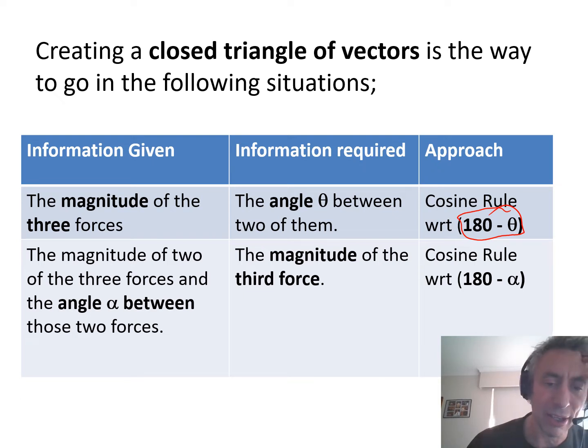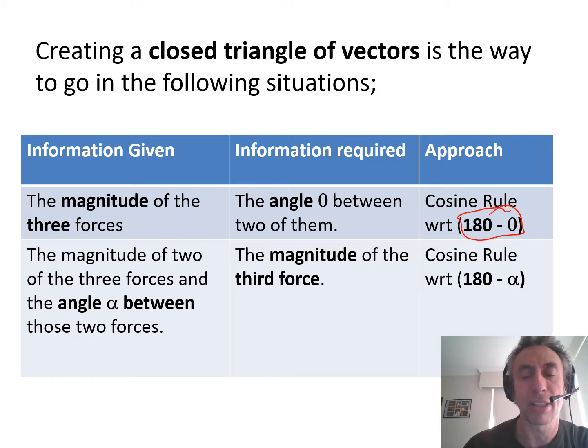Okay, now the other useful situation where you'd create a closed triangle of forces would be when the magnitude of two of the three forces is known, and the angle between those two known forces is also given. What you need to do is find the magnitude of the third force. Again, it's very neatly set up for you to create a closed triangle of forces and then apply the cosine rule with respect to 180 minus alpha, the given angle between the two known forces.